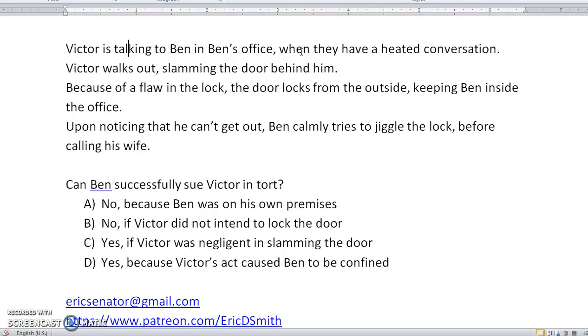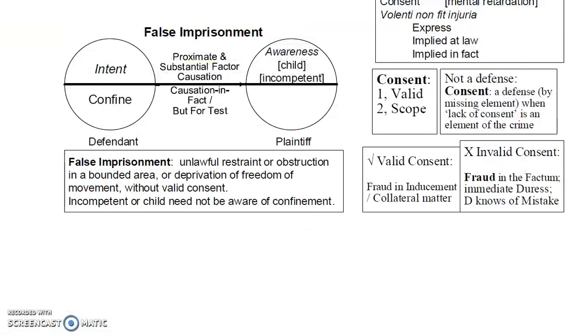Okay, the first thing to consider would be what tort Ben can sue Victor for. After reviewing all the torts, the one that makes most sense is false imprisonment, which we will examine presently. The elements of false imprisonment are shown here.